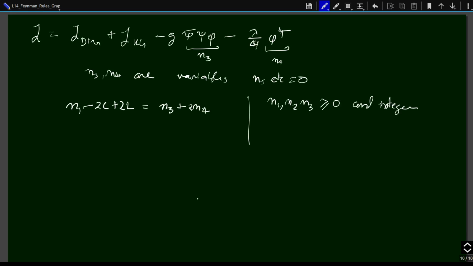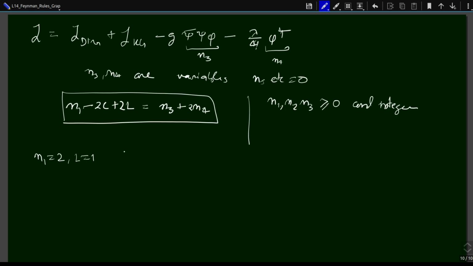Okay, so this is possible, but when we come to this particular theory here, then ask, what if N1 is equal to 2, L is equal to 1, and of course C is equal to 1. What does it give me? N3 plus 2N4 is equal to what? L is 1, so that's 2. C is 1, that's 2, so that cancels out, and that is N1. N1 is 2. So I have this expression.